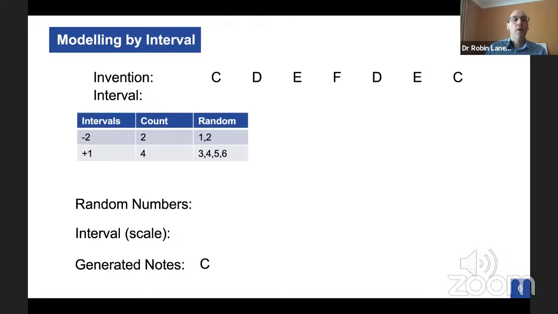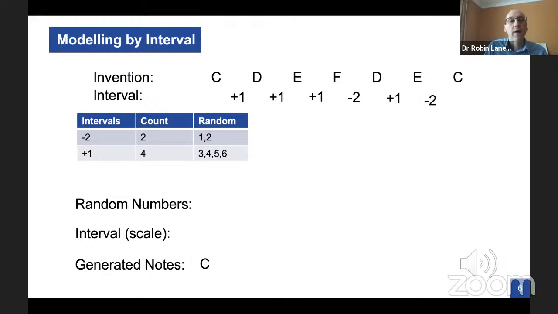So I want to take a second approach, and we're going to now model how we move from note to note. These differences between 2 notes are in music referred to as an interval. So we're going to model the intervals. If we look at Bach's start of his invention, we start with a C, and then we go up 1 to D. And then we go up 1 to E. We go up 1 to F. We then fall to D. So if you think about it, we're falling down 2 places. We go up 1 to E, and then we fall to C. So those are the intervals that Bach is using between his notes.